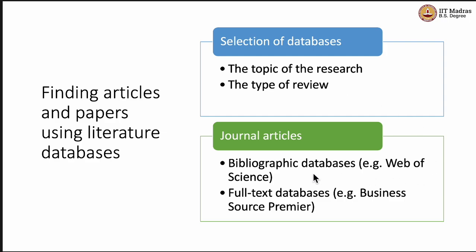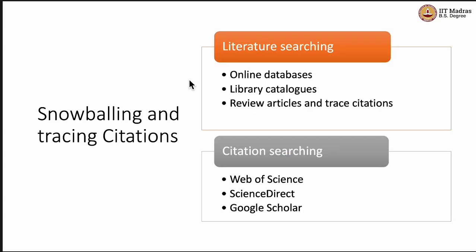So that's what I mentioned about Science Direct or Web of Science or Business Source Premier. This is a kind of topic and paper you can use the database to access. And also there is snowballing, tracing citations. So they will show the online database or library catalog. I mentioned review articles or what kind of citation. So sometimes you can look into references. Any article, when they publish, you always go down to the last part called references. And that kind of references will tell you what kind of paper or article they use.